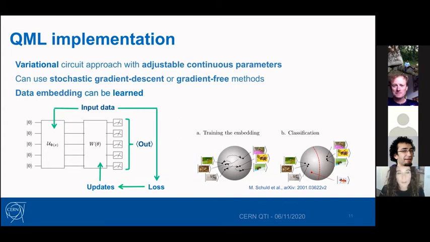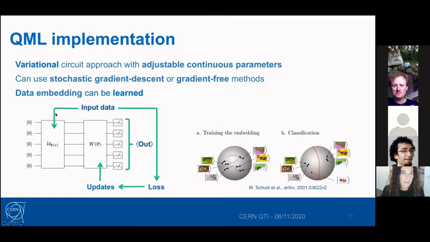Now, the idea in this case is that they also fit very well the mindset of people that come from the deep learning world, like myself, for example. So to train this kind of model, we can use a stochastic gradient descent approach, as is done in most deep learning cases, but gradient-free methods are also being investigated to do this, for example, a genetic algorithm approach.